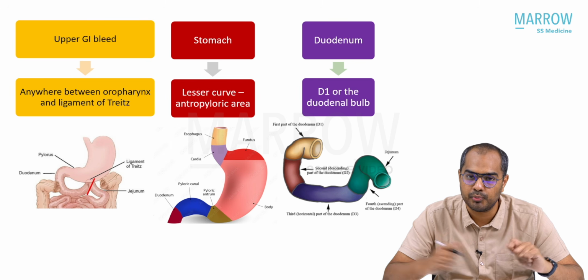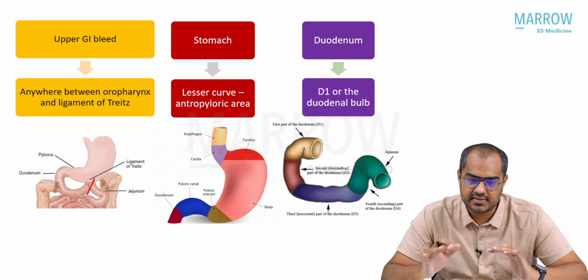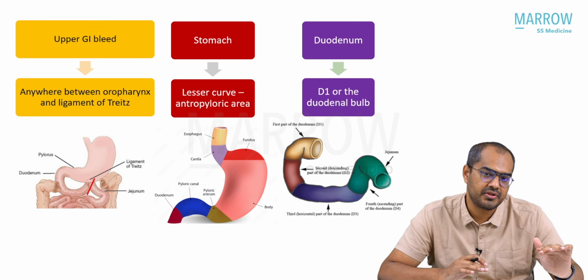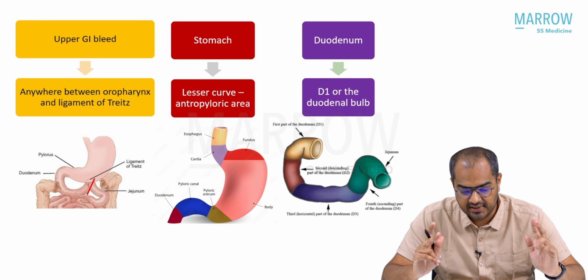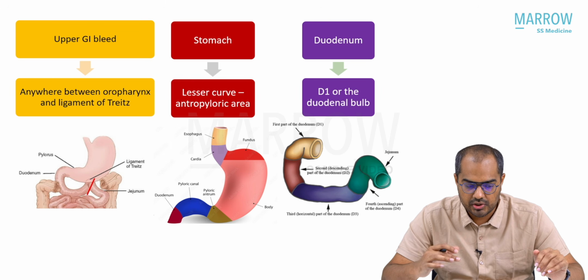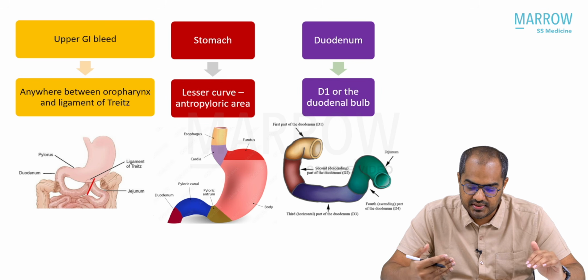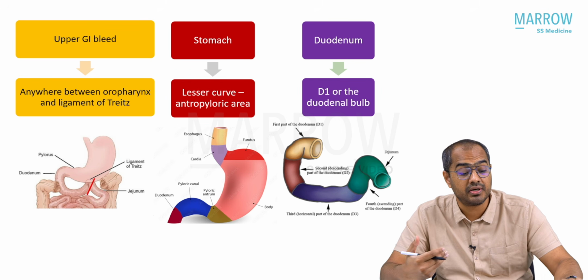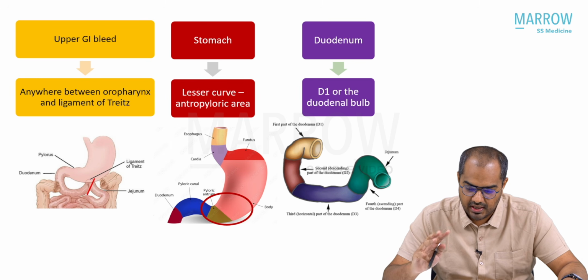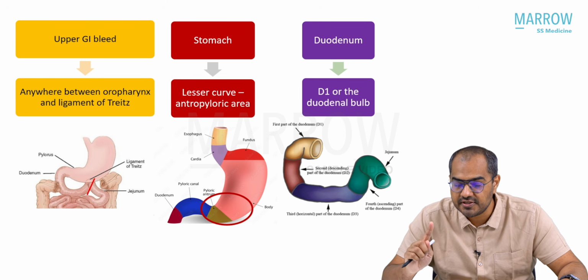So the ligament of Treitz is a peritoneal fold that somewhat differentiates the proximal jejunum and the duodenum from the rest of the small intestine. That's your first understanding. Secondly, in the stomach, you should know that the lesser curvature, especially towards the antropyloric area, is very commonly associated with an ulcer bleed.